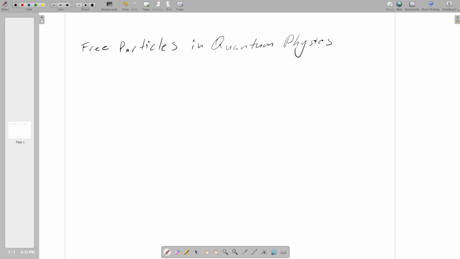The free particle seems at face value to be like the most trivial example. But there's some challenges that we'll see shortly.